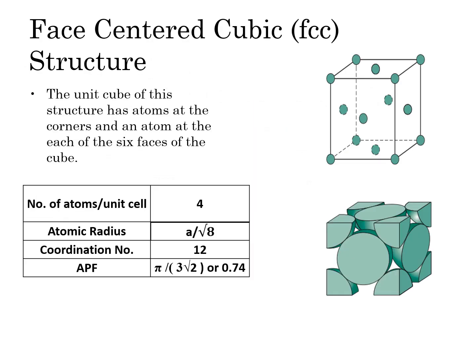Next, the face-centered cubic structure. The unit cube of this structure has atoms at the corners and an atom at each face, 6 face atoms, one at each face of the cube. For calculating the number of atoms per unit cell, here the number of atoms is 4.